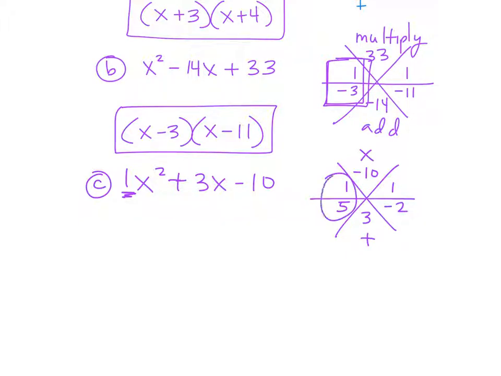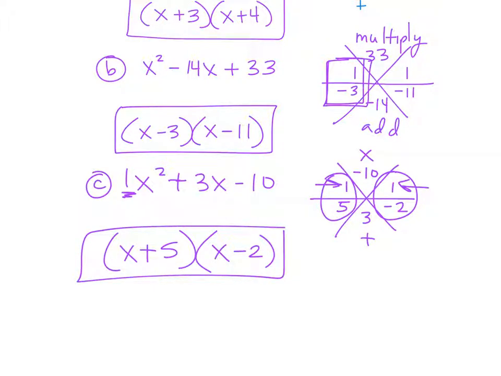And now that's going to get you your two factors, right? It's going to be x plus 5. The x is always going to go with that top A number. And then x minus 2. How are we doing so far?